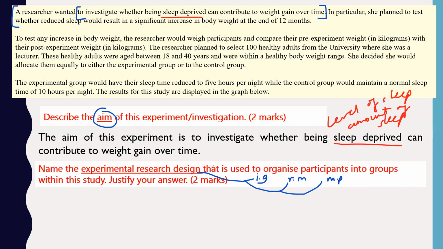Okay, so can anyone tell me what experimental research design was used in this study? Was it independent groups, repeated measures, or matched participants? Just take a guess if you're not 100% sure. So it says here the researcher would weigh participants and compare their pre-experimental weight with their post-experimental weight. She decided that she would allocate them equally to either the experimental group or to the control group. What did we say about the word "or"? What clue does that give us as to what design was being used?